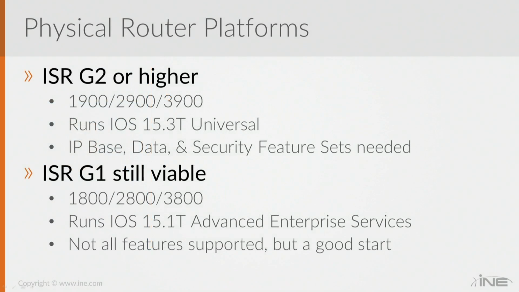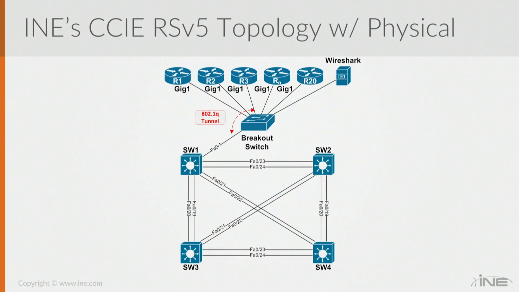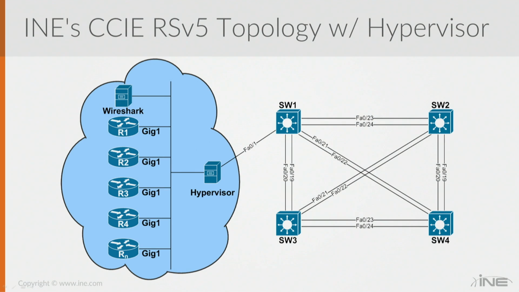So you would probably be able to do at least 80%, I would say, if not more, by using ISR G1. So if you have 1841s, if you have 2801s, don't throw them out. You can still use them for a lot of things. You could also combine both the physical and the virtual world together if you wanted to. So where our previous topology for virtualization had this, there's nothing to say that you can't plug your physical routers, router 1, router 2, in here, and then have them interact with the virtual world by going through the hypervisor.